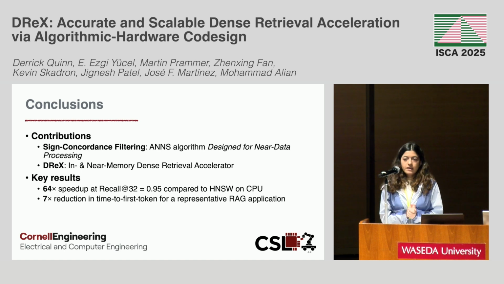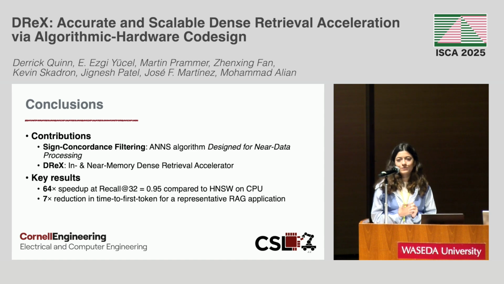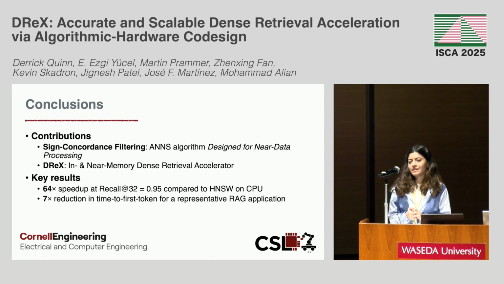Overall, we present sign concordance filtering, which is an ANNS algorithm designed specifically for near data processing. To leverage the algorithm, we design an accelerator which uses both in and near memory processing. We obtain, on average, a 64x speedup compared to HNSW on CPU, and a 7x reduction in time to first token for a representative RAG application. That was all. Thank you for listening, and we would like to take any questions.